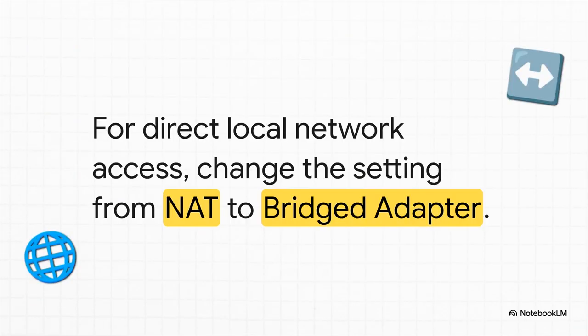Now, by default, your virtual PC kind of piggybacks on your Mac's internet connection, which keeps it a bit isolated. But if you want it to show up on your home network as its own separate computer, maybe to access a shared printer or something, all you have to do is switch the network setting from NAT to bridged adapter.